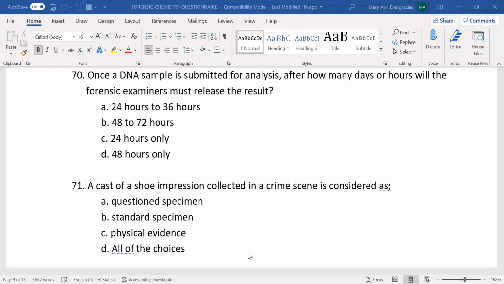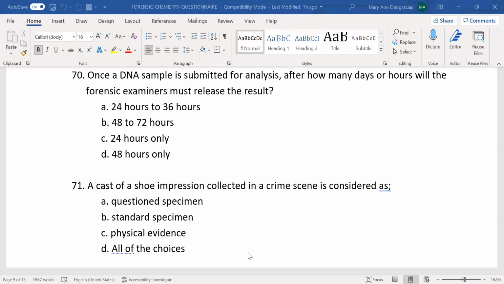So, ang pagpipilian nyo na lang guys, question saka physical evidence. Okay, because we are referring specifically to a shoe impression, it is the question specimen. Yung physical evidence kasi napaka-general niya. Yan, mga catching question yan sa board exam, guys. Question, ano yung standard natin? Halimbawa, we are concerned with a shoe impression which is collected.